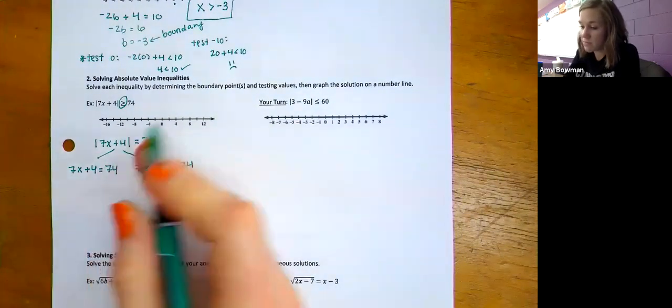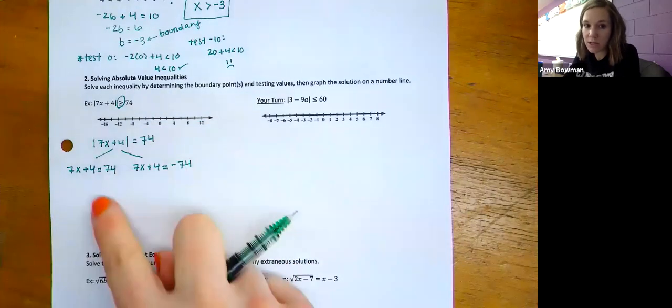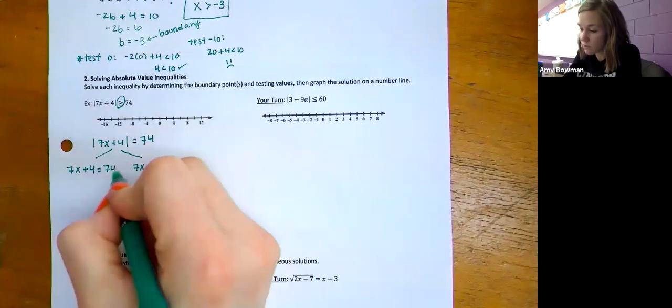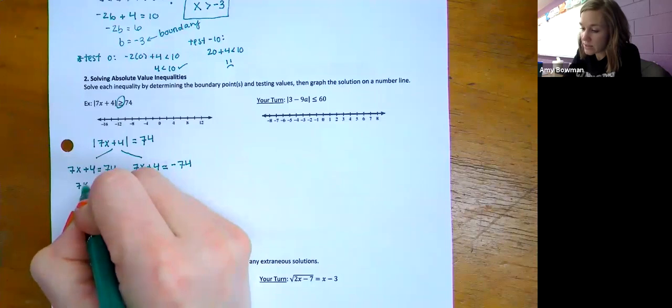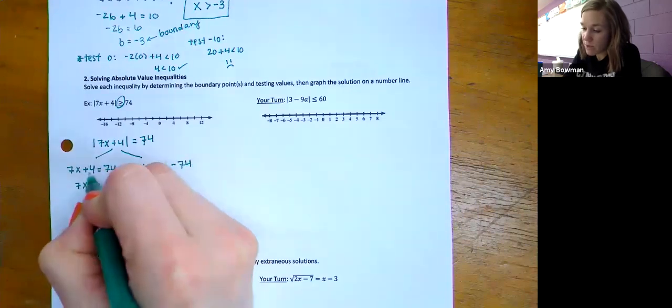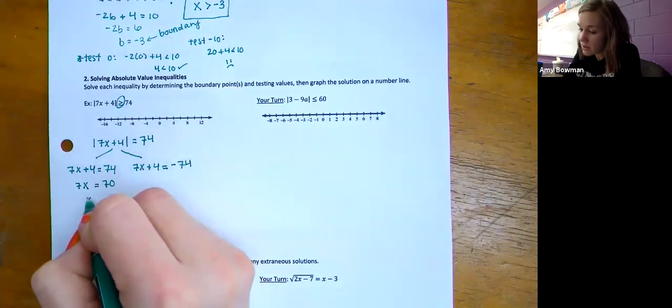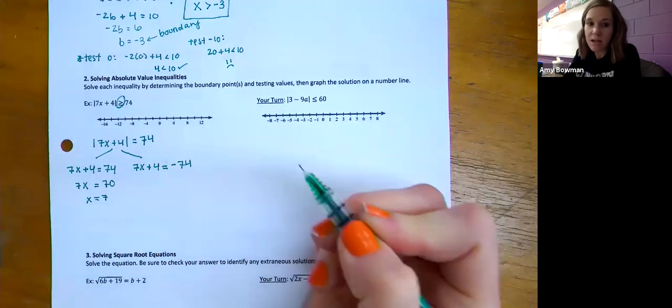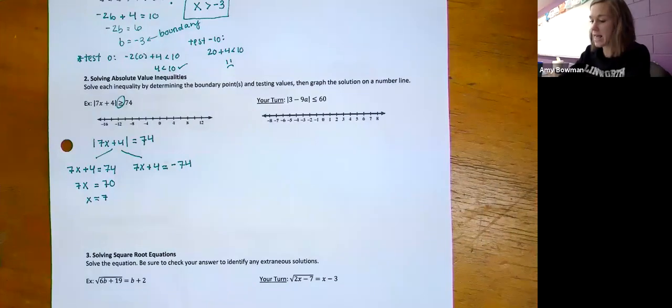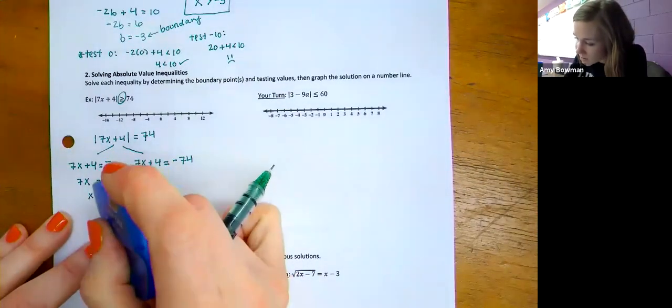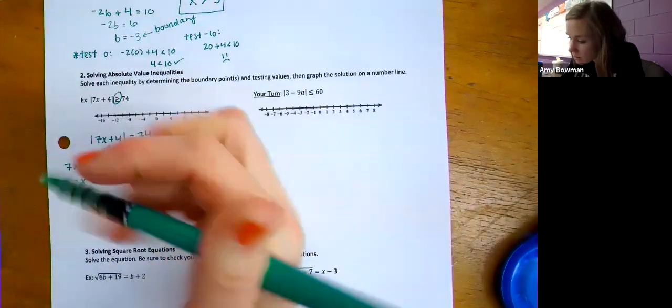So first here, I'm just going to ignore the one equation, and focus here on the one on the left. Subtract 4 from both sides. You get 7x equals 74 minus 4, which is 70. Divide by 7, and we have one boundary point of x equals 10, not 7. Oops. Okay. X equals 10.